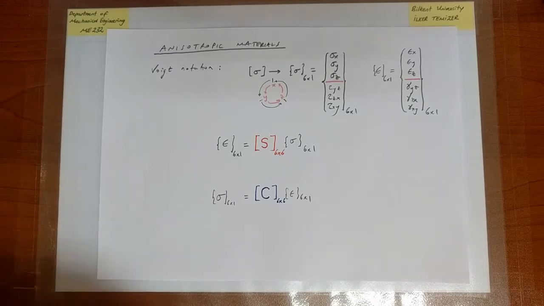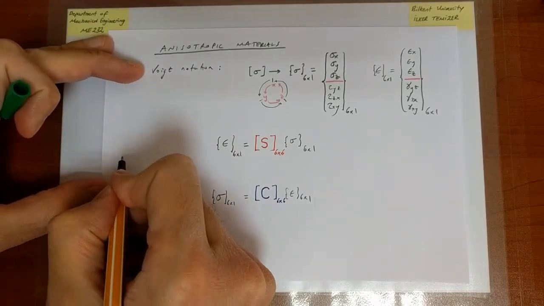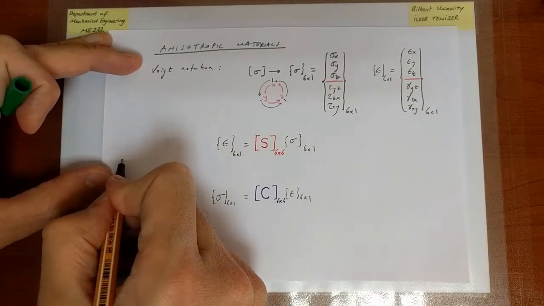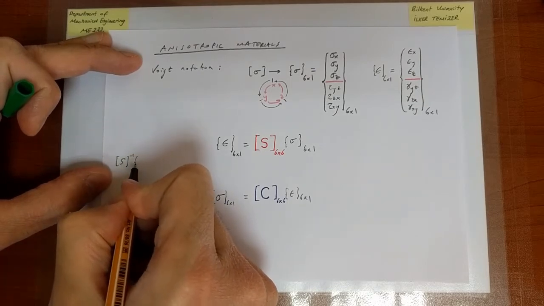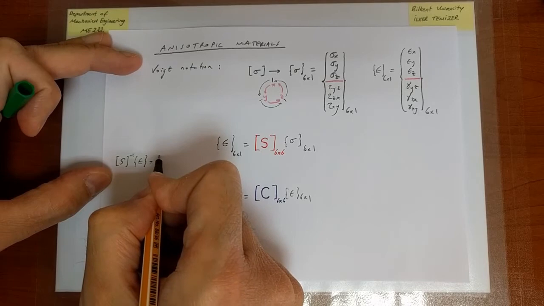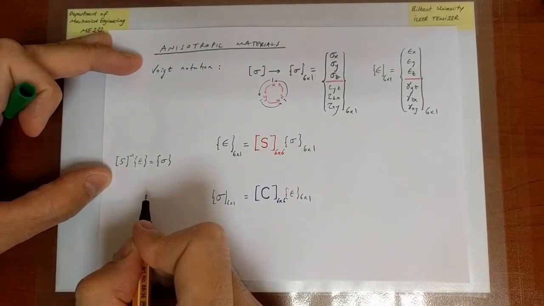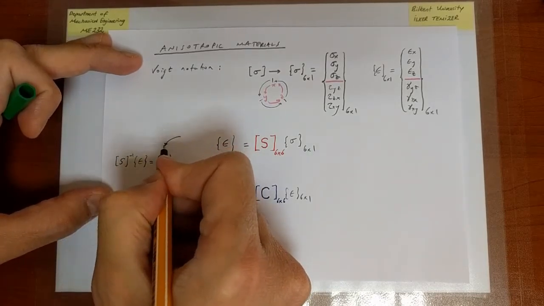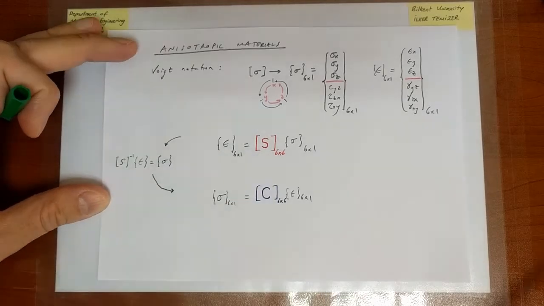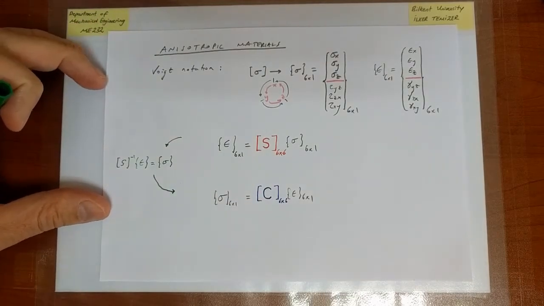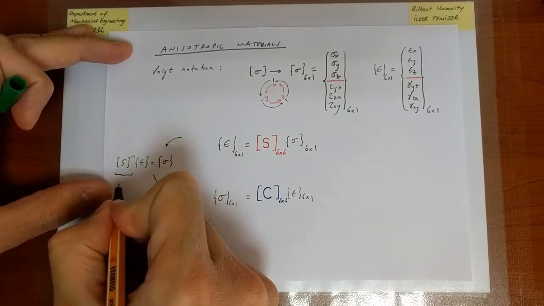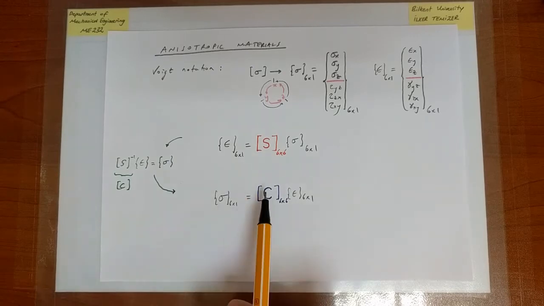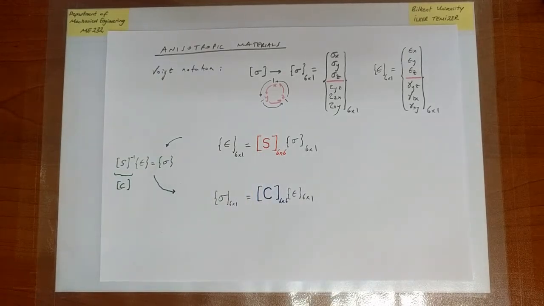Now, clearly what you see here is that if epsilon is equal to S sigma, then I can take S and put it to the left-hand side by inverting it, and therefore I would obtain the expression for sigma, which is exactly in that form, and hence I conclude that S inverse is equal to C, or for that matter, the inverse of C is equal to S. Okay.